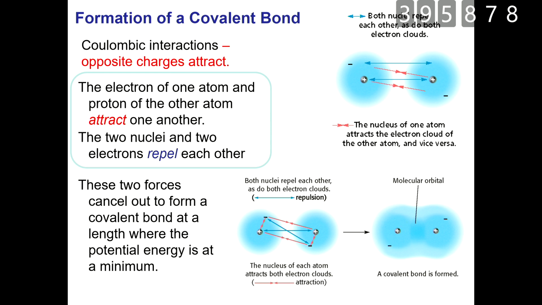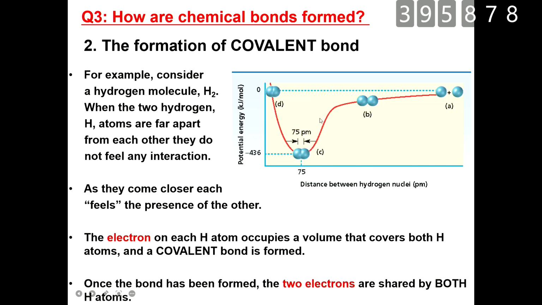So the energy released is from here to here. The energy decreases. So this means they will release energy. When they release energy, they become more stable. Okay? So this is why when two hydrogen atoms form H2 gas, they will release energy. They will release heat, right?